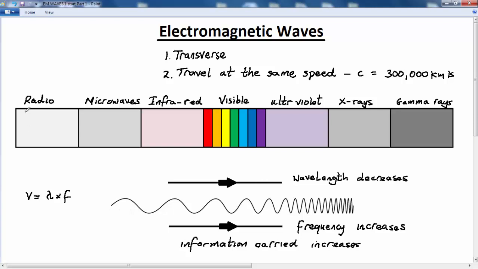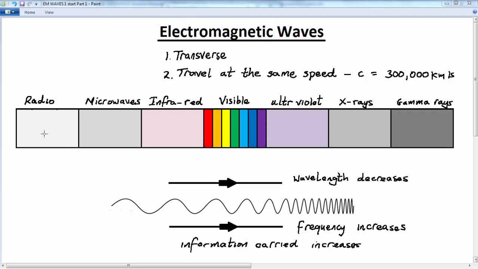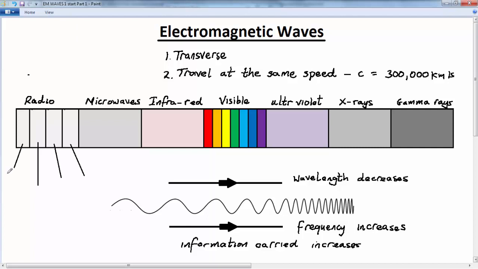First of all, let's start with radio waves. Radio waves can be divided into 4 types. We've got long wave, medium wave, short wave, and then what we call VHF. That's very high frequency radio waves, which is used to transmit, for example, TV signals and FM radio. Okay, so let's have a closer look at these.